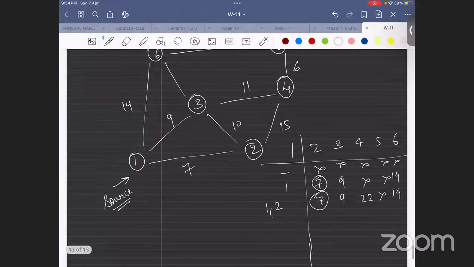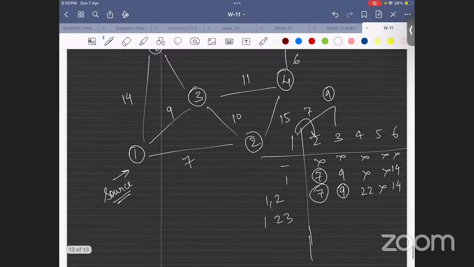After 7, you have a minimum as a 3, right? So now you can reach it from 1 to 3 also, right? 1 to 3. That means you can reach it from 1 to 2 with 7 units as a minimum distance. Similarly, minimum weight, whatever you want to call that. 1 to 3, you can reach it with 9 as a minimum unit. Now you can use 2, 3 also. Now you have to reach it from 1 to 3 to 4, 5, 6.